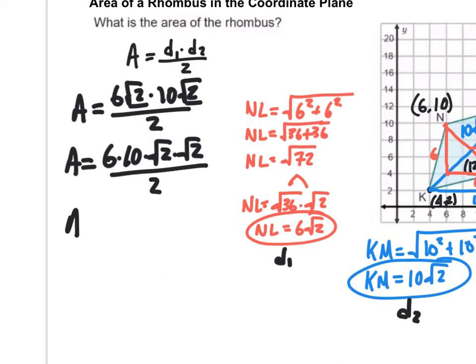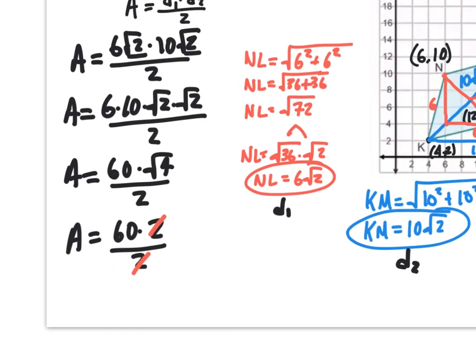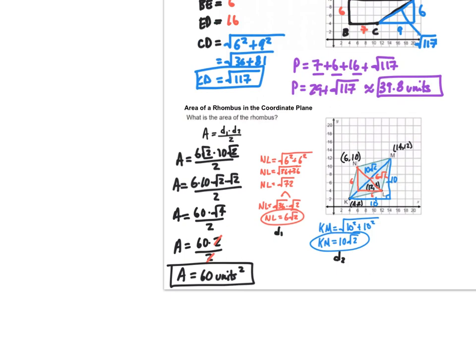Then this is going to give me 60 times the square root of 4 all over 2. All I did, 6 times 10 is 60, and the square root of 2 times the square root of 2 is the square root of 4. Now the square root of 4 has a value of 2, so I get 60 times 2 all over 2. Now the 2's divide out and leave us with 1. So my area of this rhombus is just 60 units squared. And that's it.